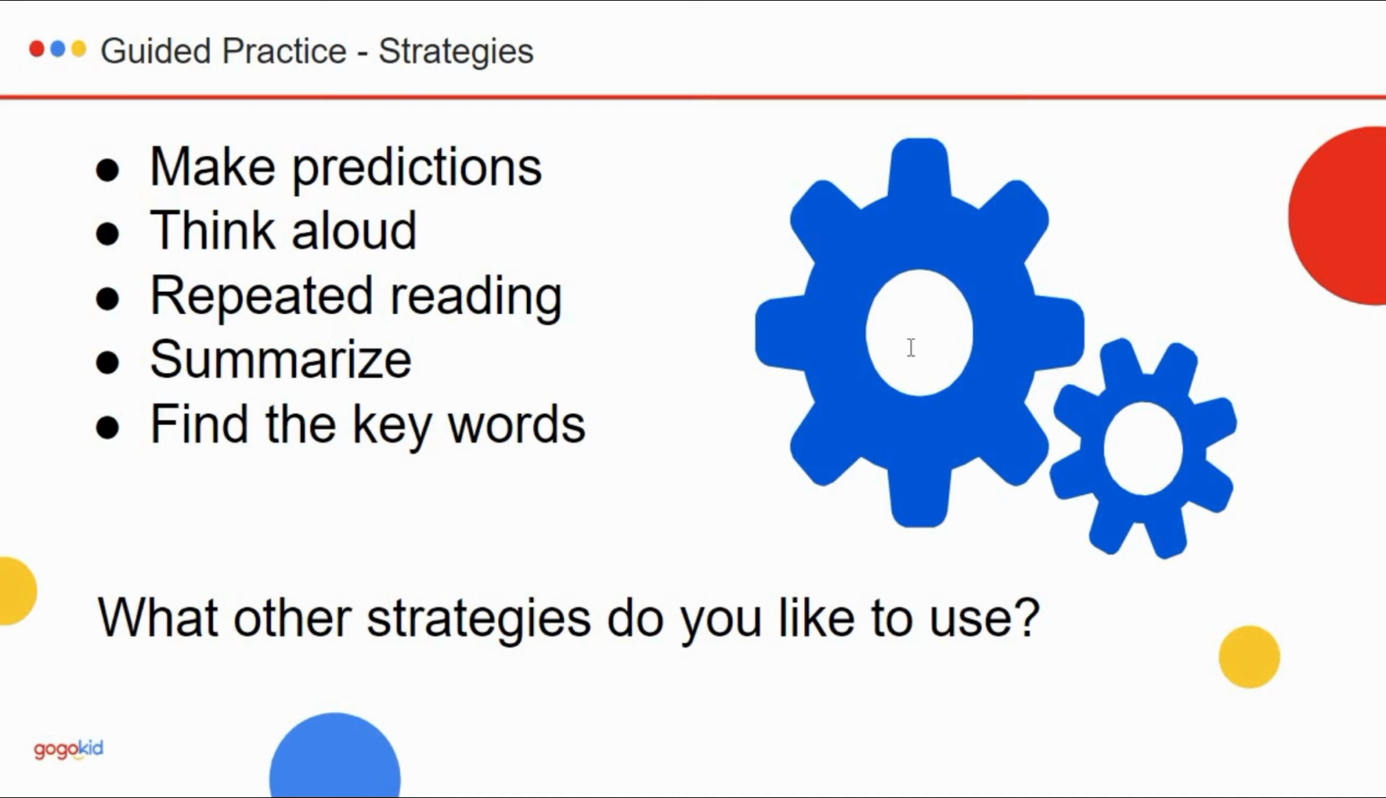Now, the strategies I like the best are making predictions about the content, thinking aloud, having the student repeat the reading, summarize the reading, and finding the keywords. I have some great class clips of different teachers using these strategies in their classes, and I would love to hear the strategies that you use in class. In the workshop, I will also offer a Q&A session where you can ask and answer questions, so I hope that you can come at a later time.